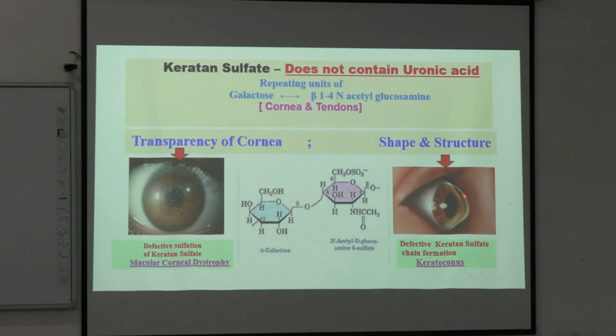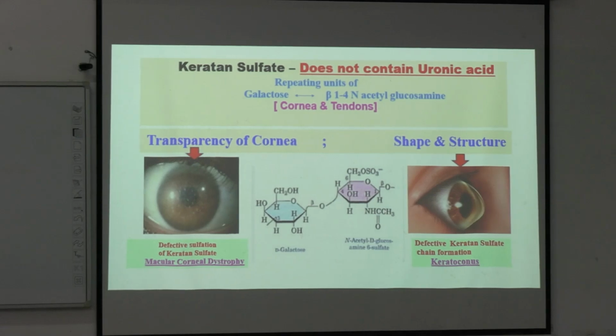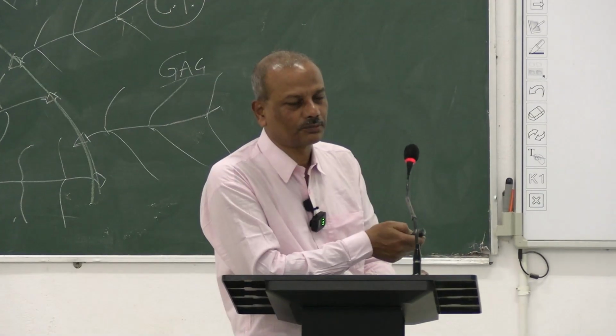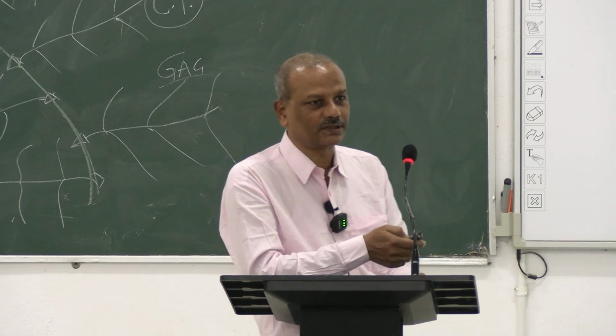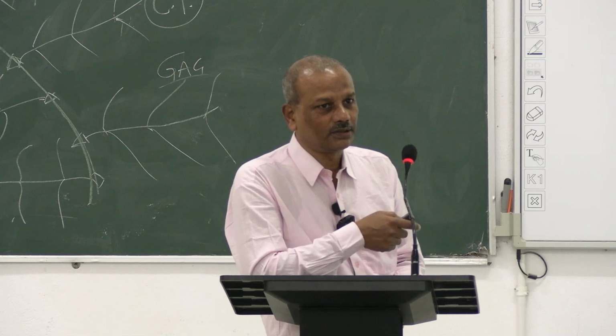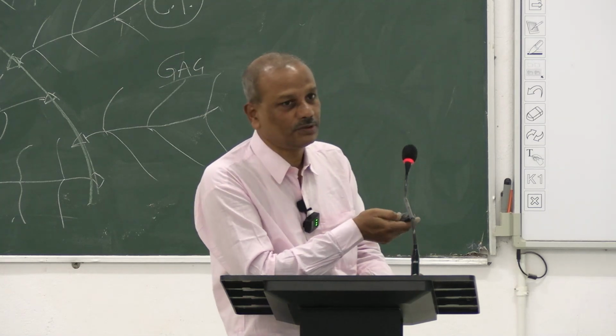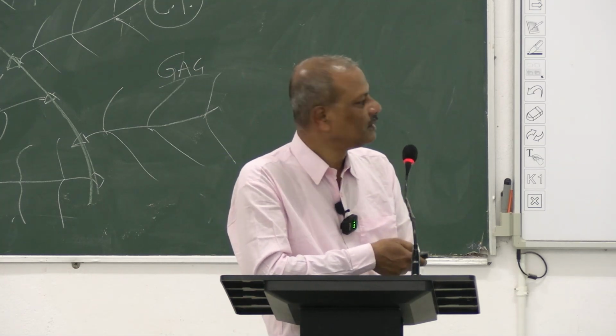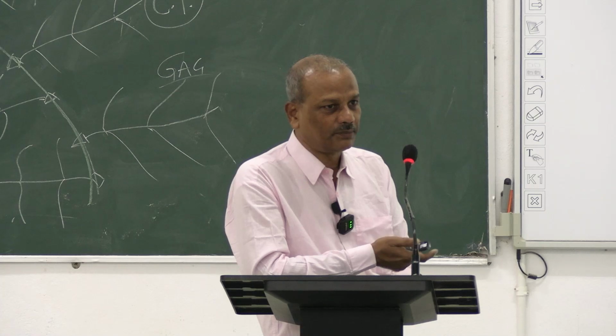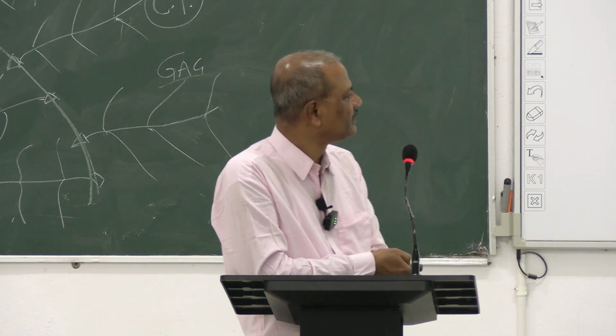So it is called keratoconus. Defective formation of keratan sulfate: if you just look at the eye by putting a torch only, you will be able to diagnose that this is a case of keratoconus. Of course, the other causes of keratoconus are there, but one thing you have to remember is that it can be due to defective formation of keratan sulfate. So the person will be having visual problems, simple.